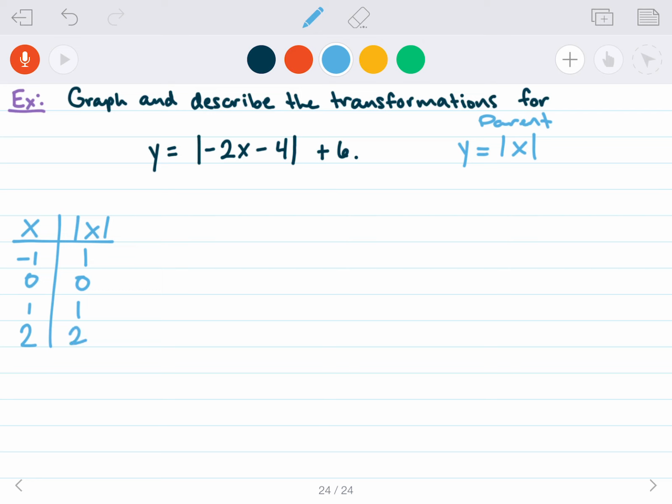And what the absolute value graph is going to look like, it's going to look similar to a parabola, except it's going to be pointy. It's going to have that point at its vertex. It's going to look something like that. All right, so let's talk about the transformations before we make the table.